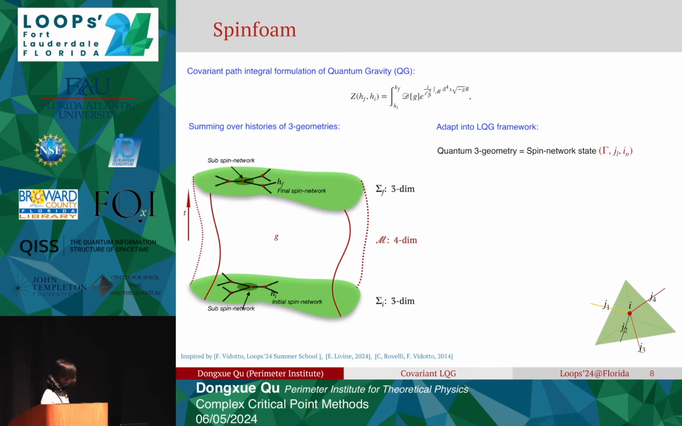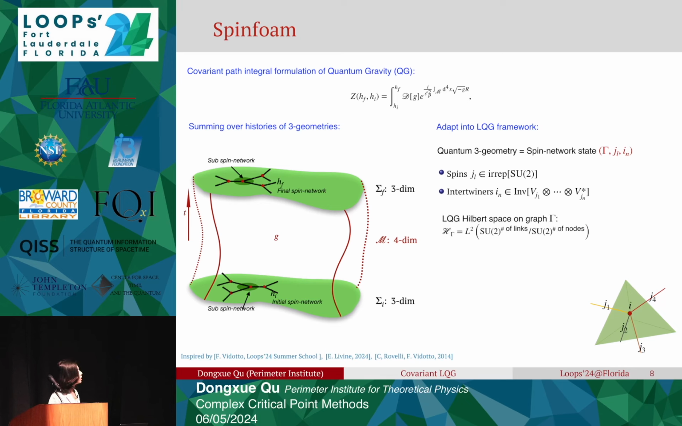The history of the three geometry is given by summing over the 4D metric. We adapt this framework to loop quantum gravity. And we know in loop quantum gravity, the 3 geometry is quantized to quantum 3 geometry by using the spin network states, which is described by 3 types of data. First is the graph gamma, with number of nodes and links. Secondly, there are number of spins to color the links. And thirdly, there are number of intertwiners to color the nodes. More precisely, the spins are irreducible representation of SU(2), and the intertwiners are the invariant subspace of the tensor product of the representation space.